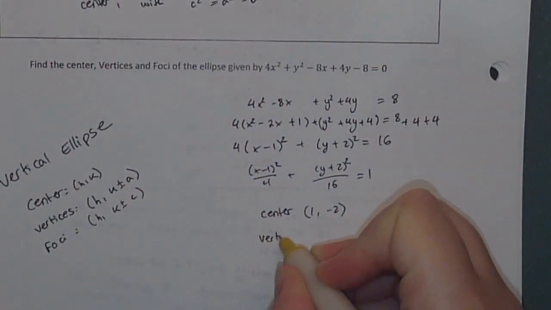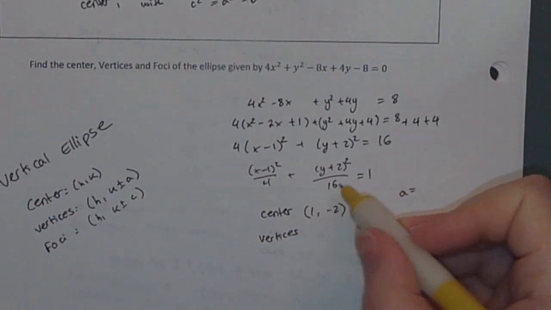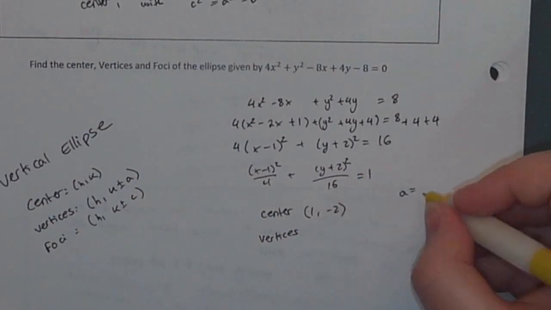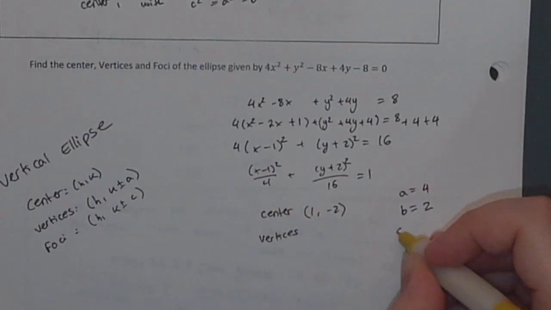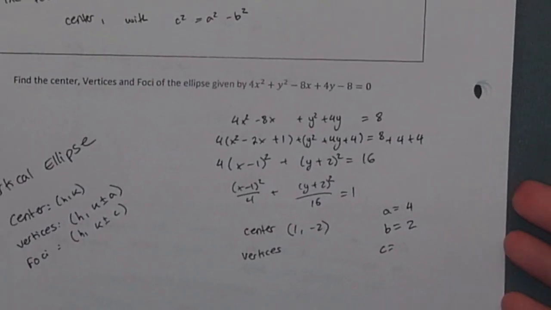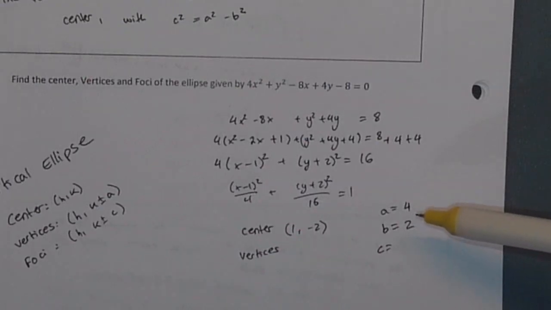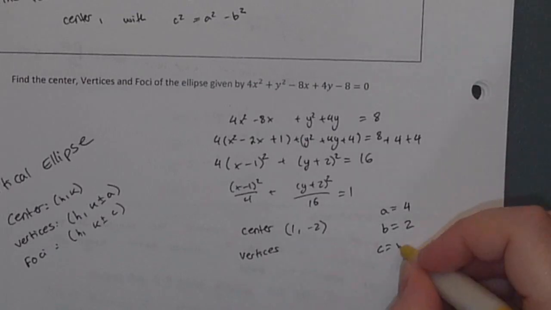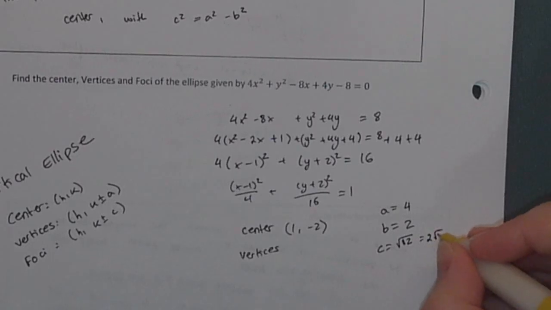So that means for our vertices, we have to figure out what a is. Now a squared is the bigger number and the square root of that, so a is 4. b squared is the smaller number, so b would be 2. And then c we're going to have to find. We had our formula up here, a squared minus b squared. So a squared was 16 minus b squared, which is 4, gets me 12 for c squared, which means c is the square root of 12, or 2 root 3 if we simplify.